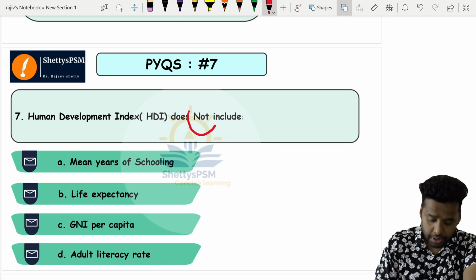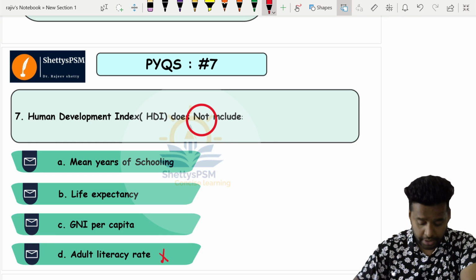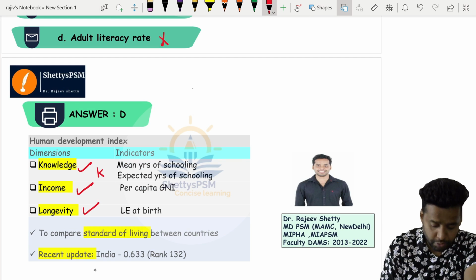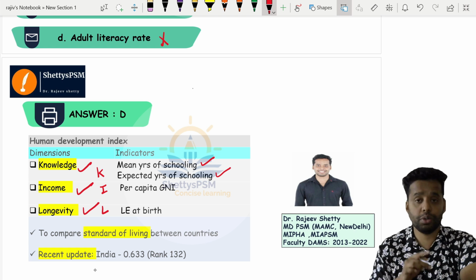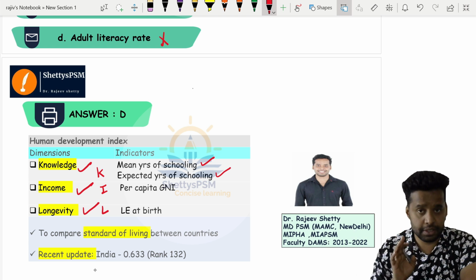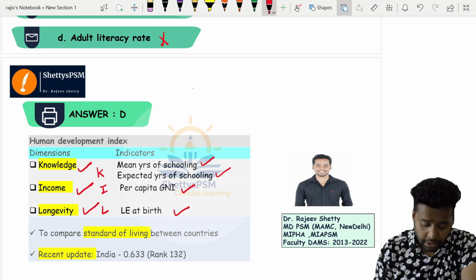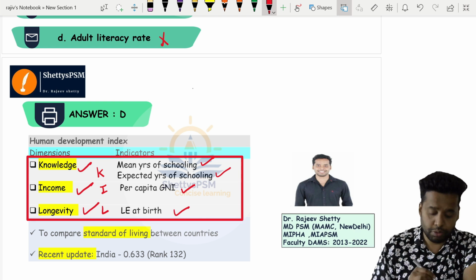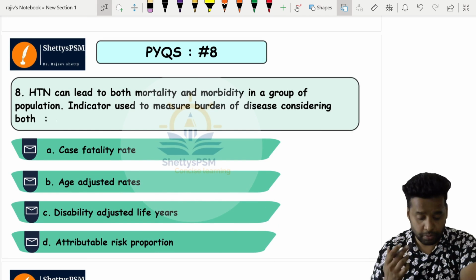Human development index does not include: so answer is adult literacy rate is not a part of HDI. HDI has three dimensions: knowledge, income, longevity. What is the mnemonic? KIL. Knowledge, income, and longevity. Within knowledge, we are taking two indicators: average years of schooling and expected years of schooling, not literacy rate. Income per capita, GNI, gross national income. Longevity, it is life expectancy at birth. We take the geometric mean, and it ranges from 0 to 1.